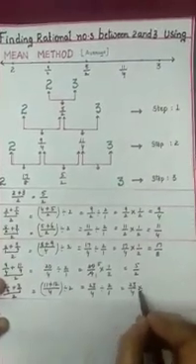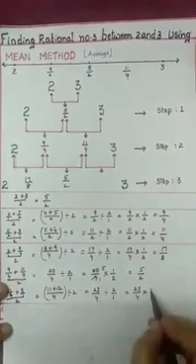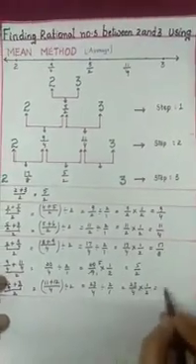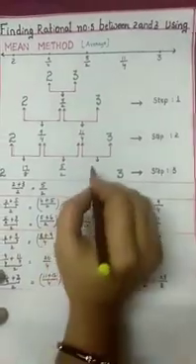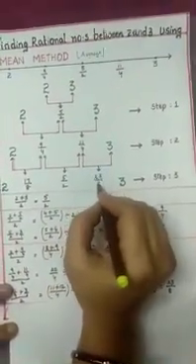Change division into multiplication symbol. The reciprocal of 2 by 1 is 1 by 2. 23 1s are 23, 4 2s are 8. Now here we got 23 by 8.